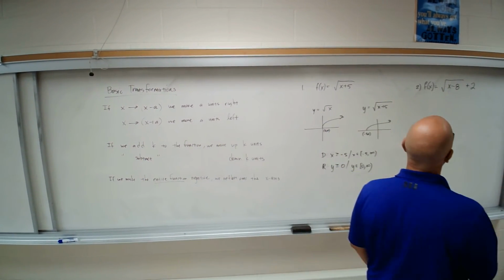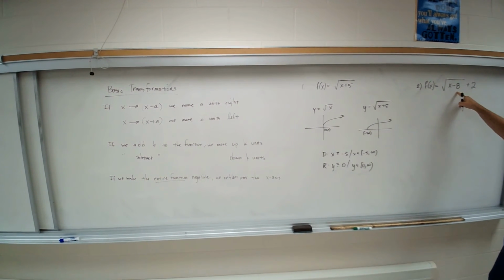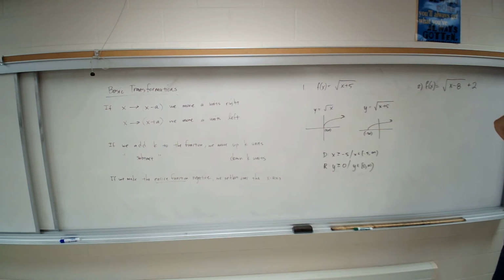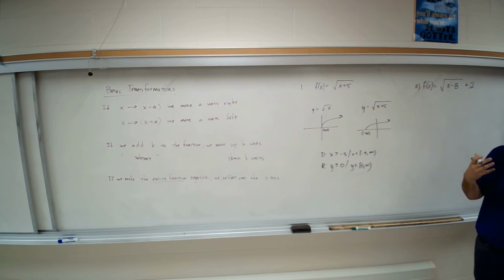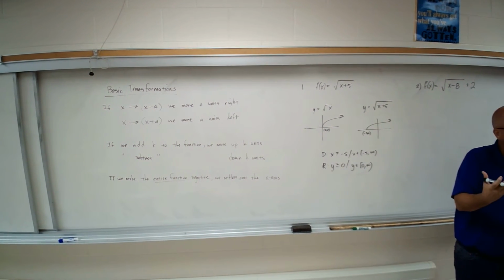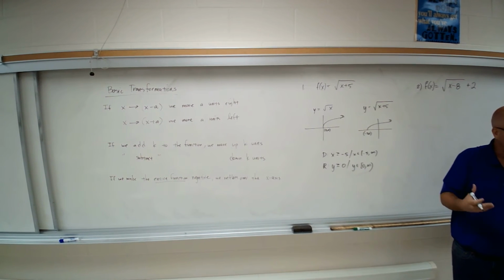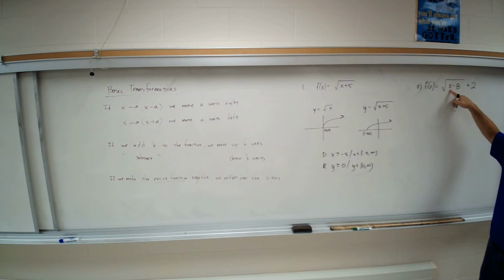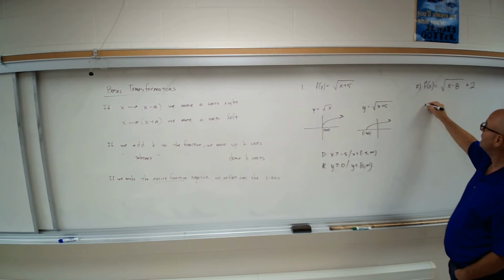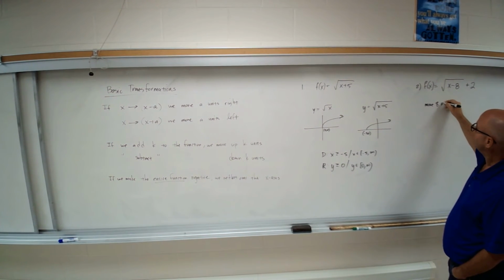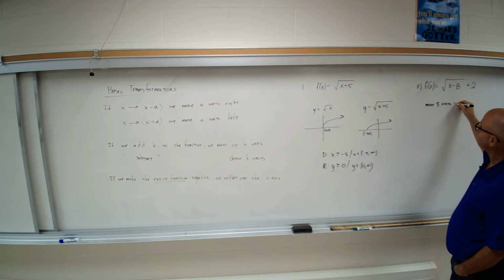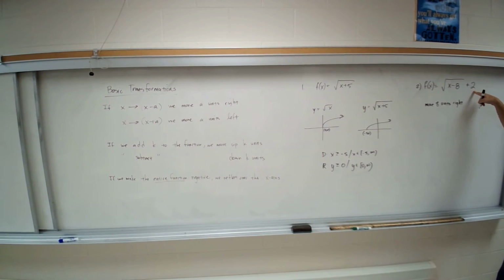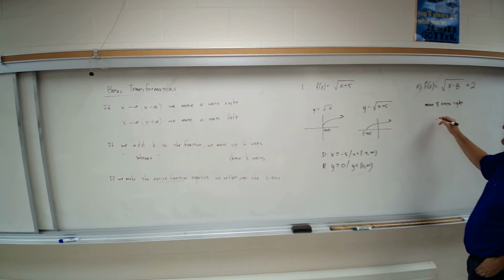Okay, so f of x equals the square root of x minus 8 plus 2. So we have two transformations going on in here. Now, our parent function, I guess you might think about, would just be the square root of x. You'll hear that terminology used sometime. But the x in that was replaced with x minus 8. So that means we move 8 units to the right. And then the plus 2 means the whole function is moved up 2 units.